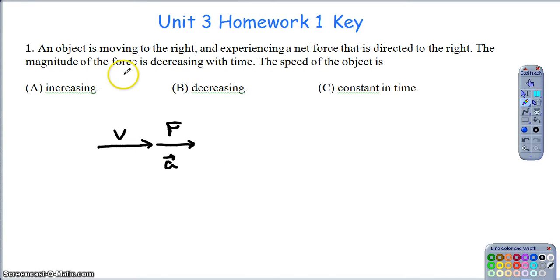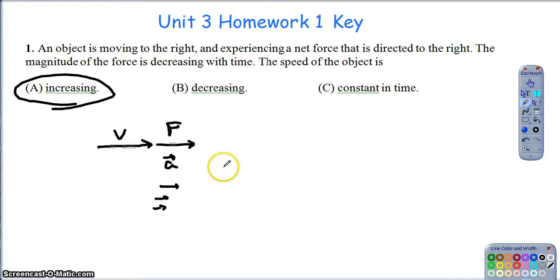They do tell me that the magnitude of the force is decreasing with time, and then they ask me what the speed is doing. Well, the speed is still increasing, right? And the reason for that is, even though the acceleration is getting weaker and weaker, it's still always pointing to the right. And so since my velocity and the acceleration are both the same direction, I know that it's increasing in speed. So again, the major concept here: even though the acceleration is getting weaker, as long as the velocity and the acceleration are the same direction, we know that our speed is increasing.